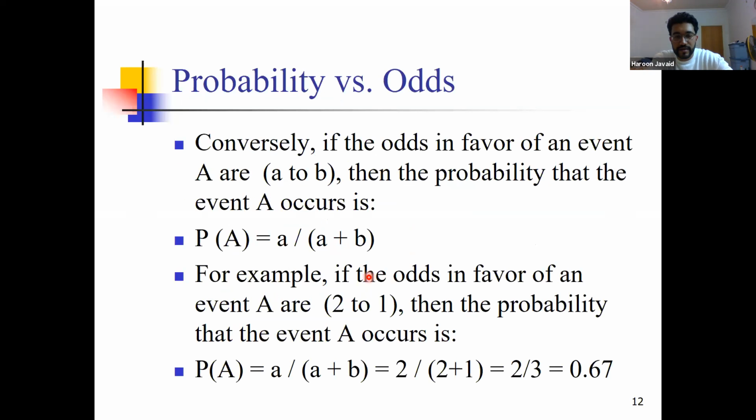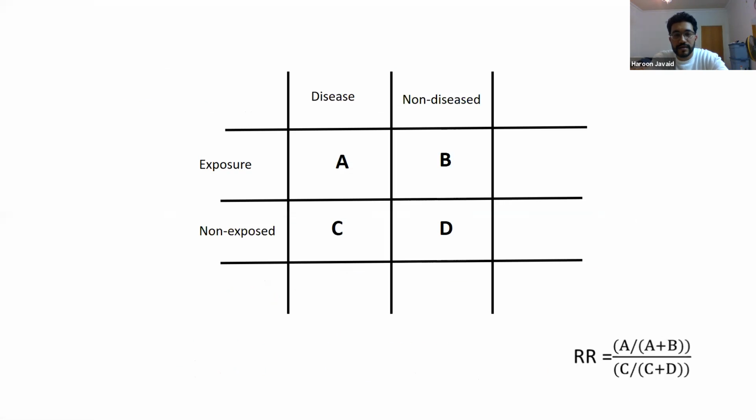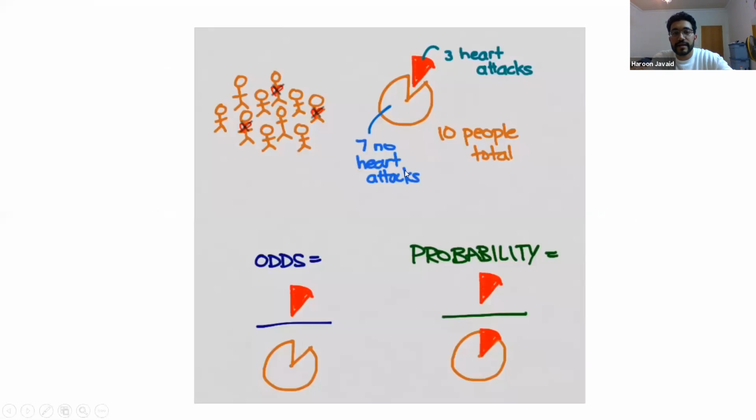To make this a bit clearer, we go back to this. In this example, the number of people who have heart attacks is 3, and the number of people who don't have heart attacks is 7. So the probability is going to be 3 out of 10. The odds are going to be 3 over 7. Does this clarify things?